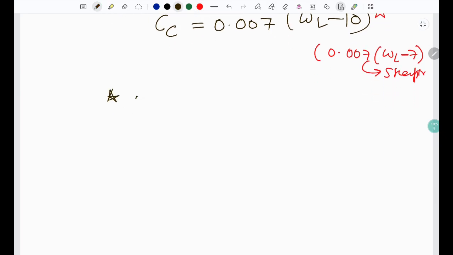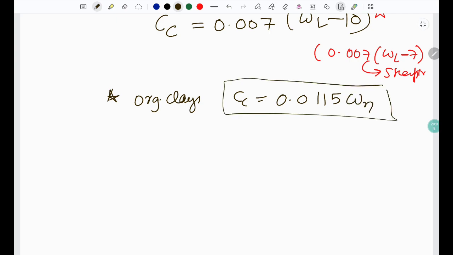And there is another one, that for organic clays Cc is 0.0115 Wn, where Wn is the natural water content.